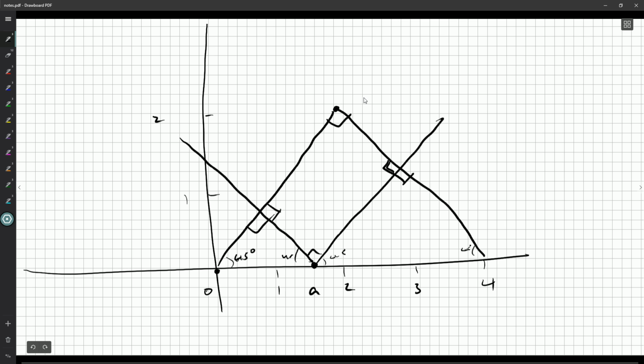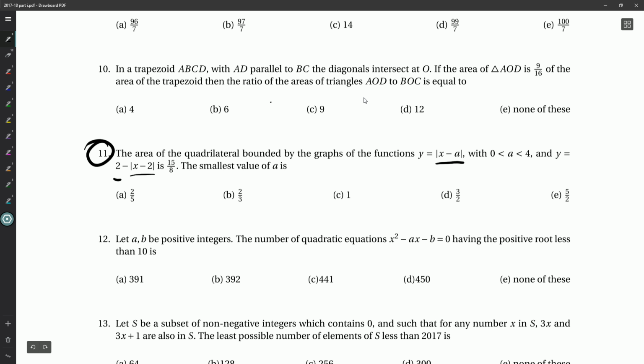Okay, so we do actually have a rectangle. We're told that this rectangle, they just called it a quadrilateral, but it's a rectangle for us, has an area of 15/8. Now, how can I figure out what a should be from here? Well, we know that this point up here is going to be (2, 2). We know that another coordinate is (a, 0). But what about these two over here? Now, before I keep going, a is between 0 and 4.